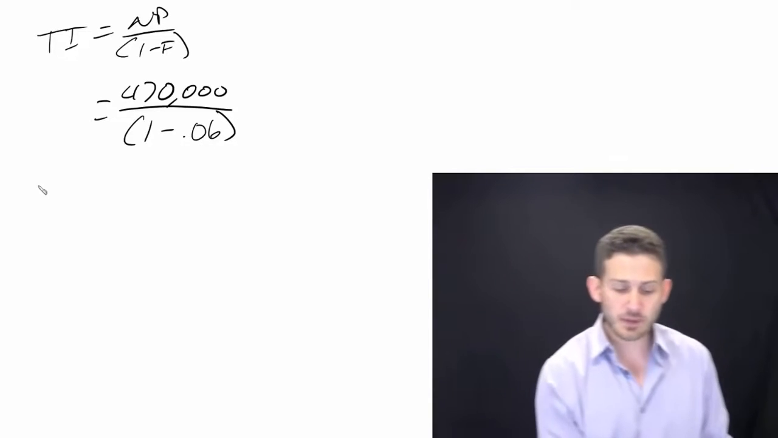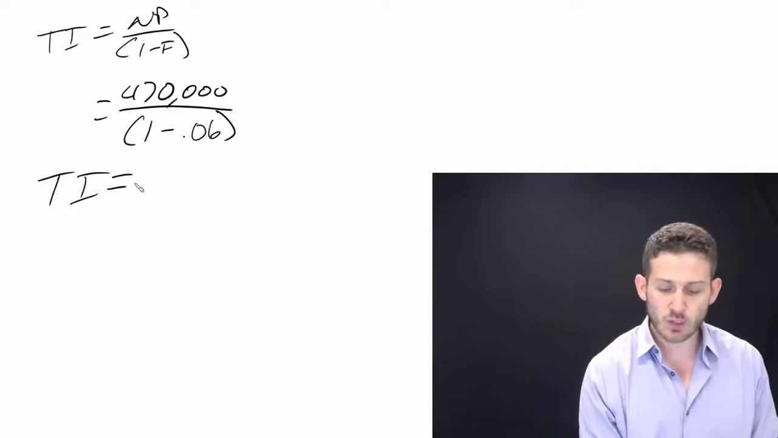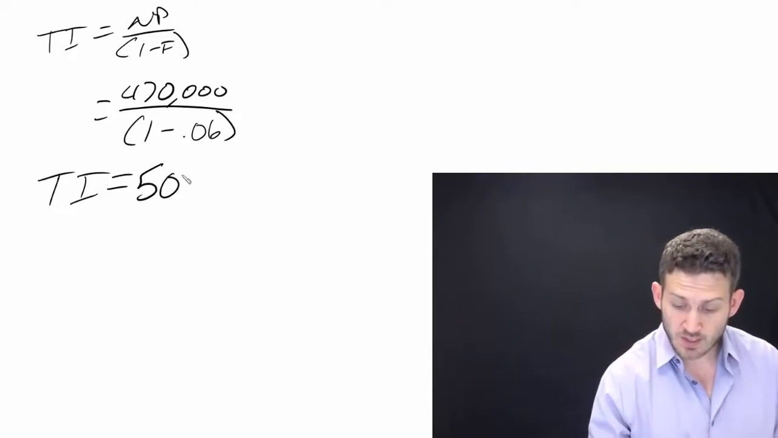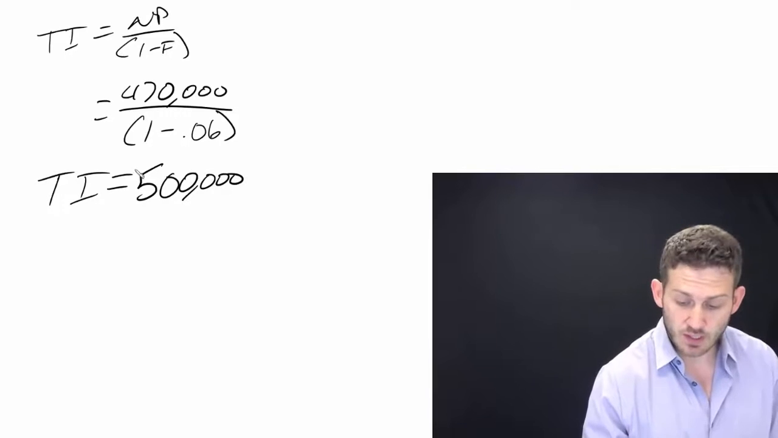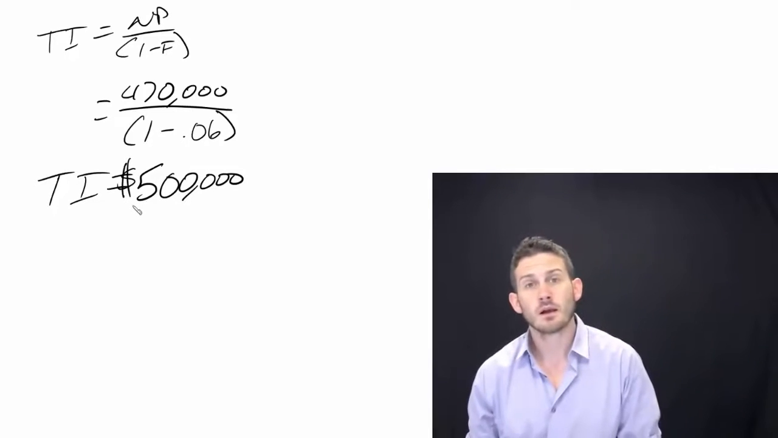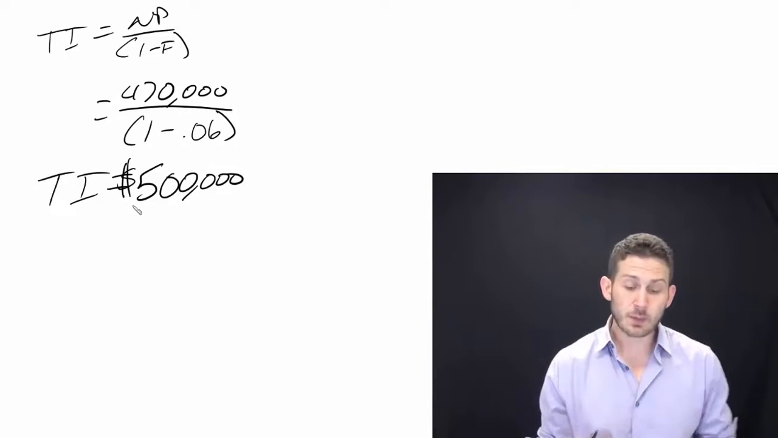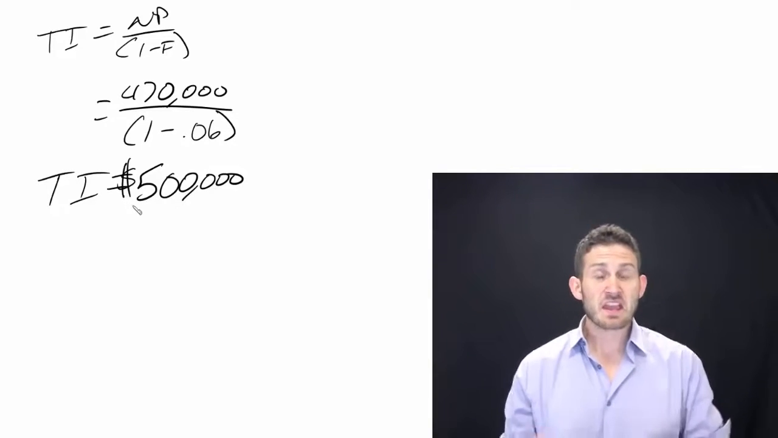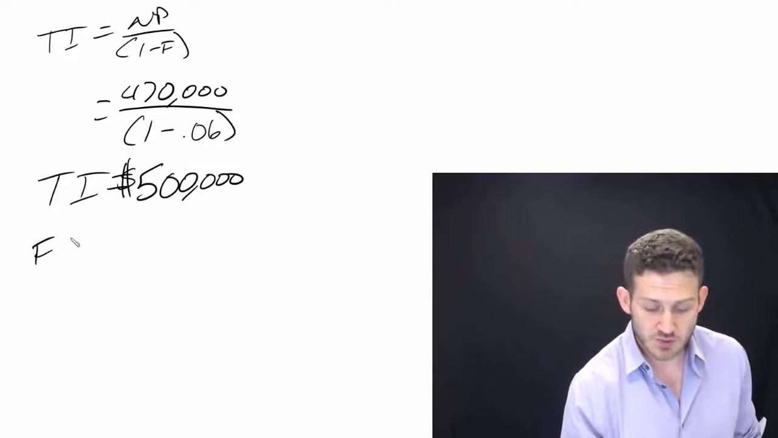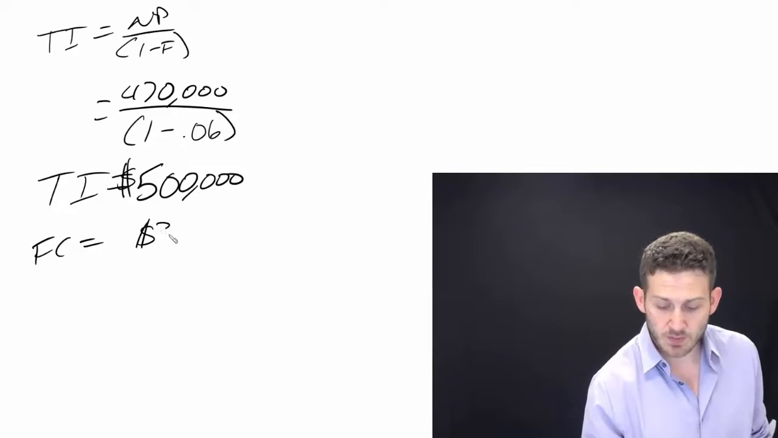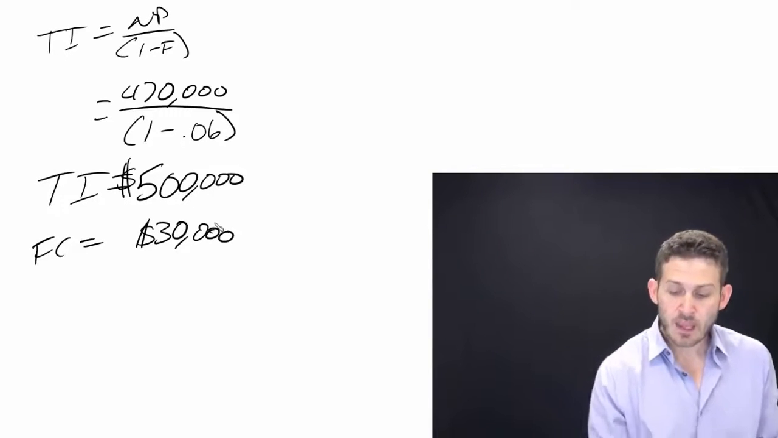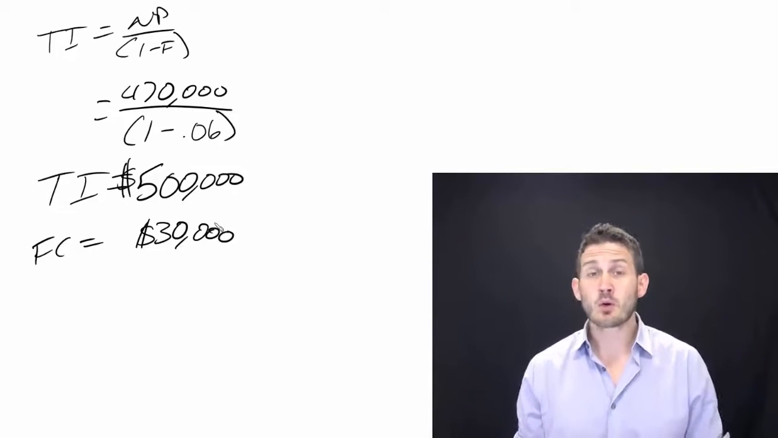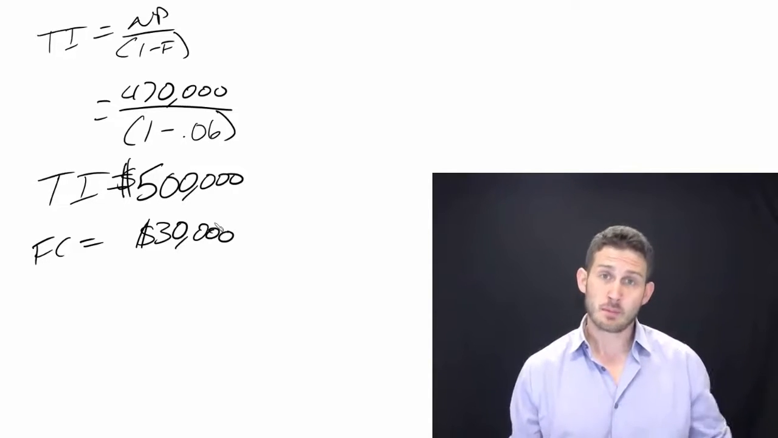So we do the math through here, and that tells us our total issue, the actual amount that we're going to raise, is going to be $500,000. Basically what that's showing us is that 6% of $500,000 is $30,000. So flotation costs here are going to be $30,000. And that is what the investment banker is actually getting paid in order to help find us that money.